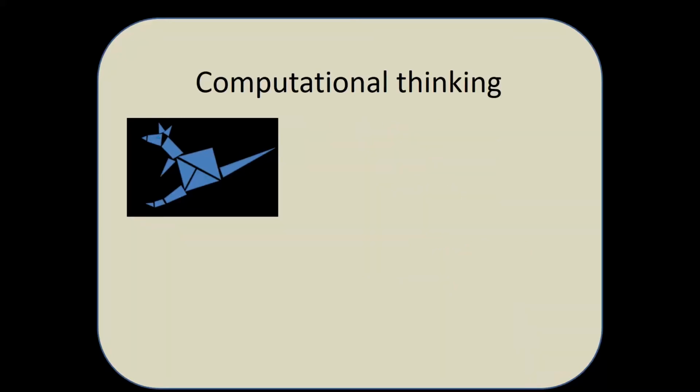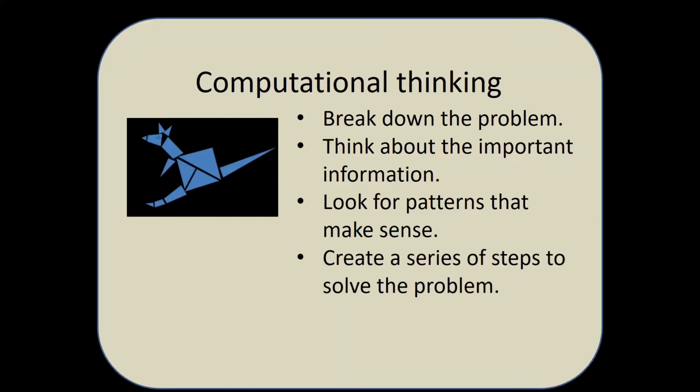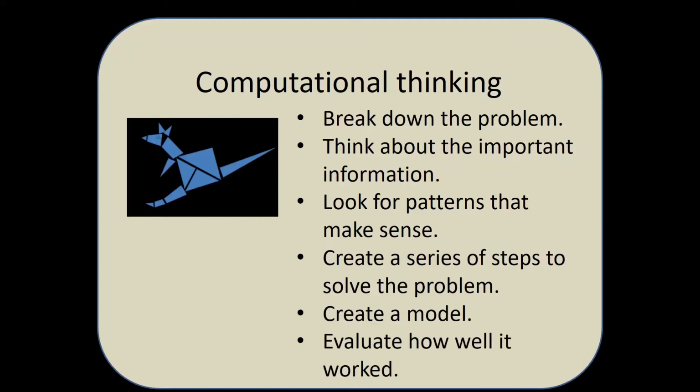If you did that challenge, or you want to do it later, it's using computational thinking. So what you had to do is break down the problem, work out what the task was, think about what the important information was. So what were the features of the kangaroo or whatever object you chose to put into the patterns, into the shape. You looked for the patterns that made sense so someone else could work out what that animal was. You created a series of steps to solve the problem, and you created a model, and then if you gave it to a partner, you could work out how well it worked. So well done.